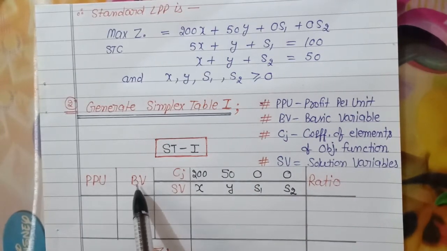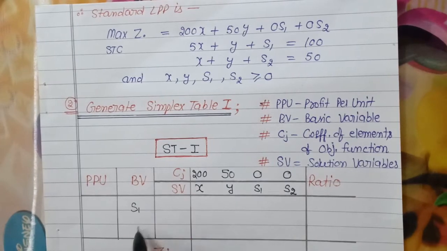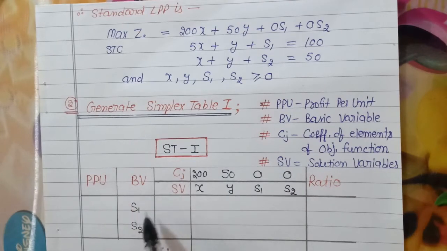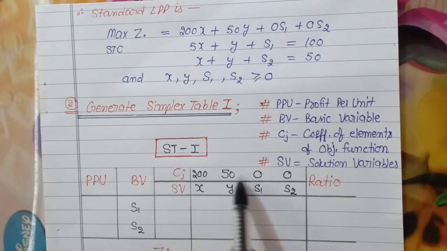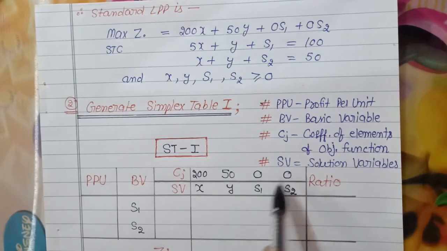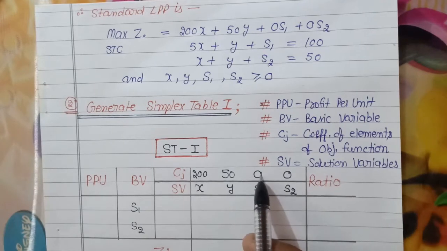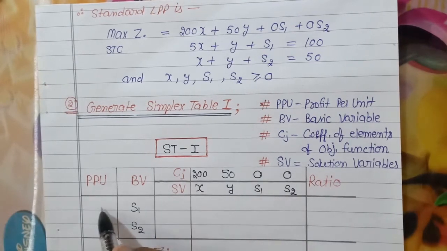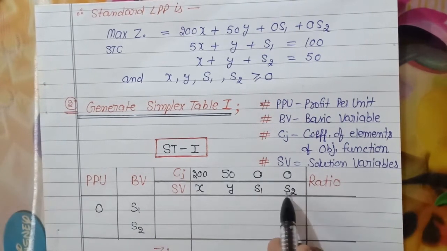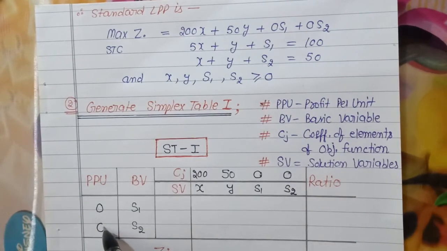Now we know that s1 and s2 are the two basic variables. So we have to write the values of PPU for this s1 and s2, and the values of PPU will always be taken from the top row of the simplex table. Here this is s1, and the value of PPU which we have to write here is this value. So for s1 let us write the value 0. Similarly for s2 you will have the value 0, so just write this 0 here.